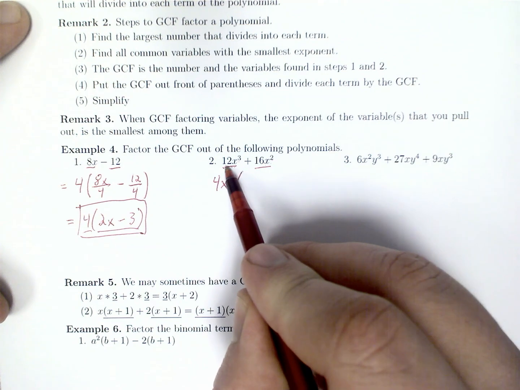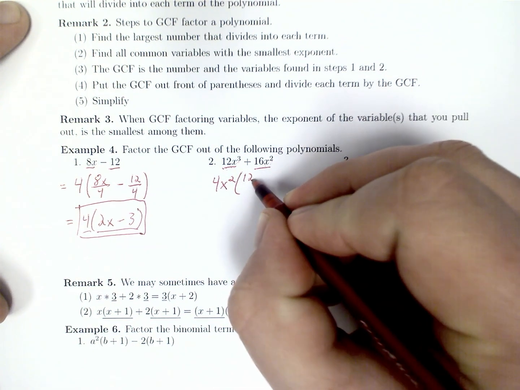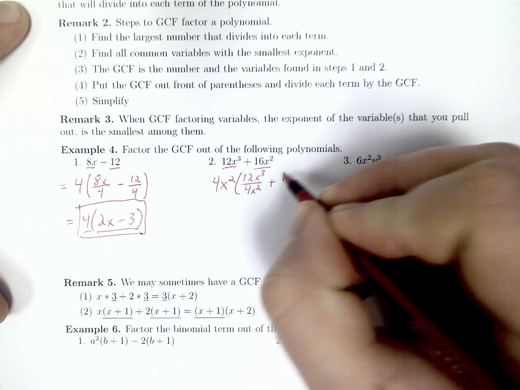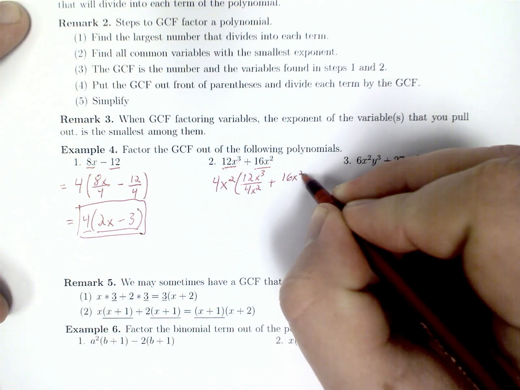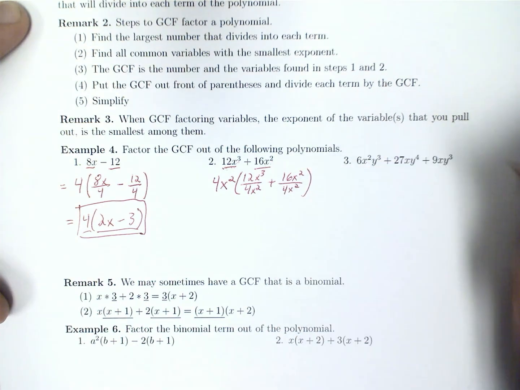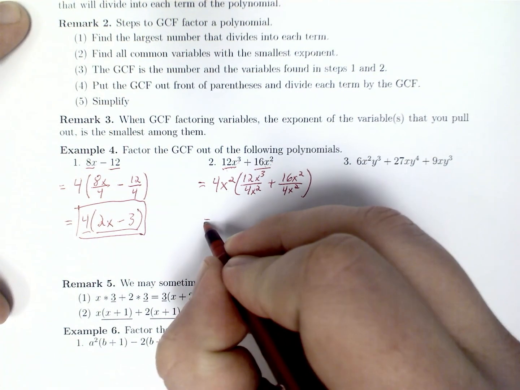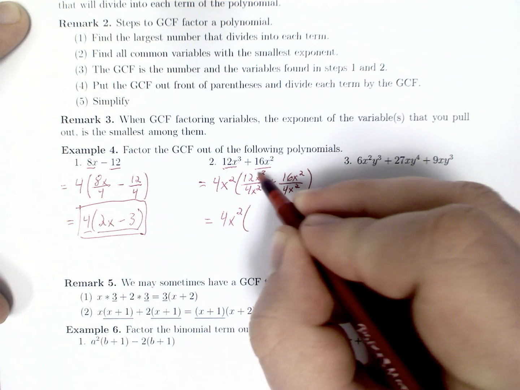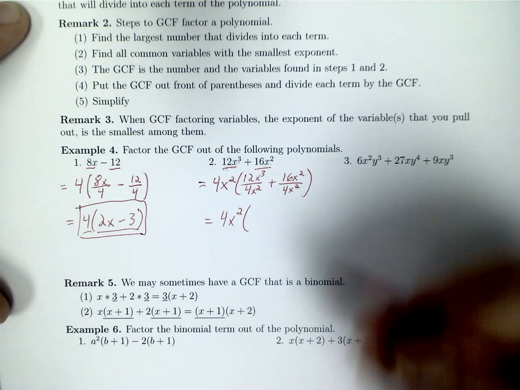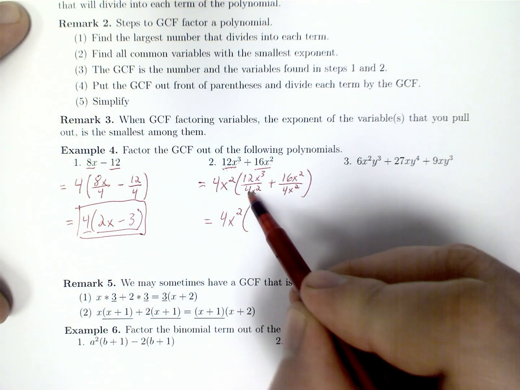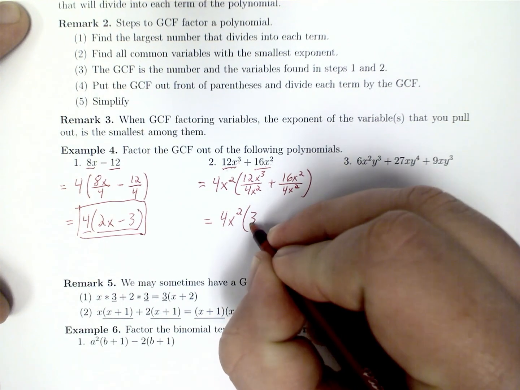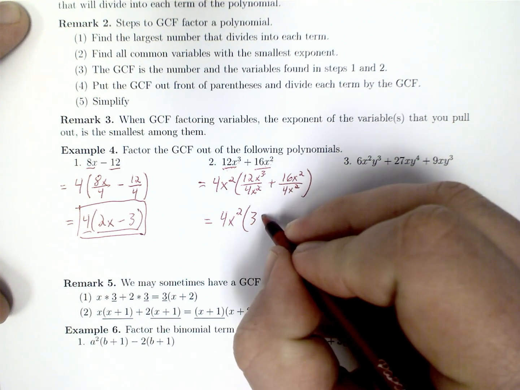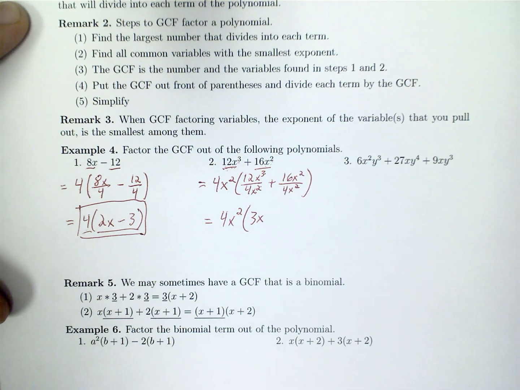Then we take the GCF and divide it into each of the terms: 12x cubed divided by 4x squared and 16x squared divided by 4x squared. We just have to remember our exponential rules. So 4x squared still remains out in front. For each of these terms, we ask two questions. What's the number divided by the other number? 12 divided by 4 is 3. And then what's x cubed divided by x squared? We just subtract 3 minus 2, which is x to the first power, or just x.